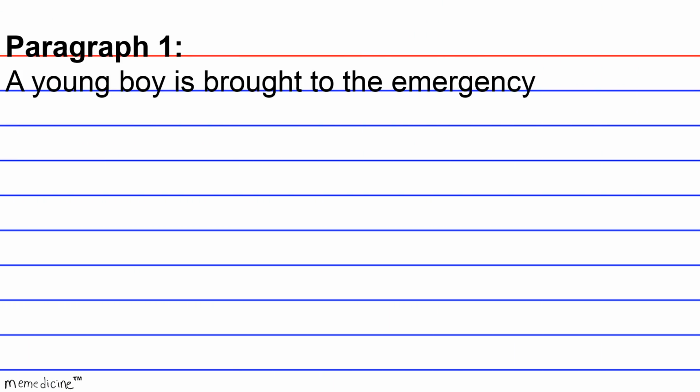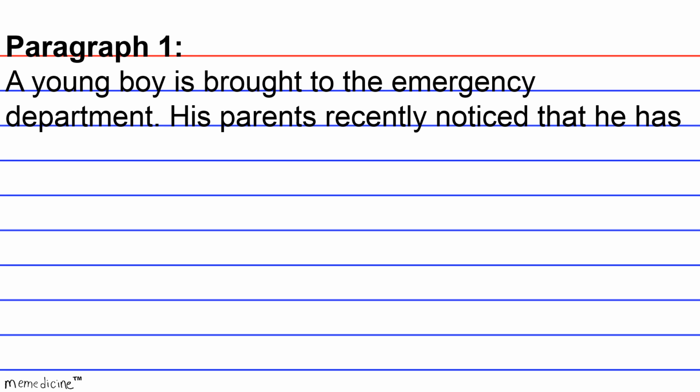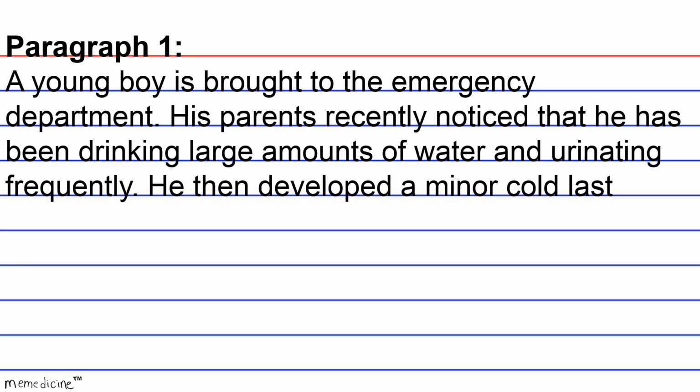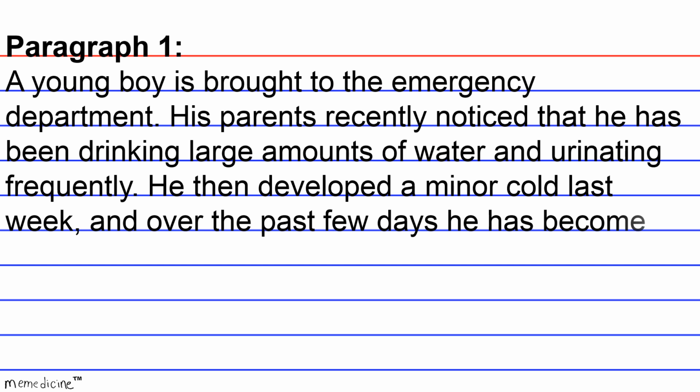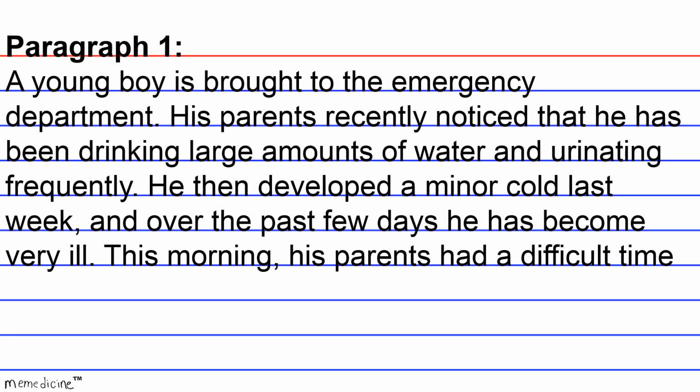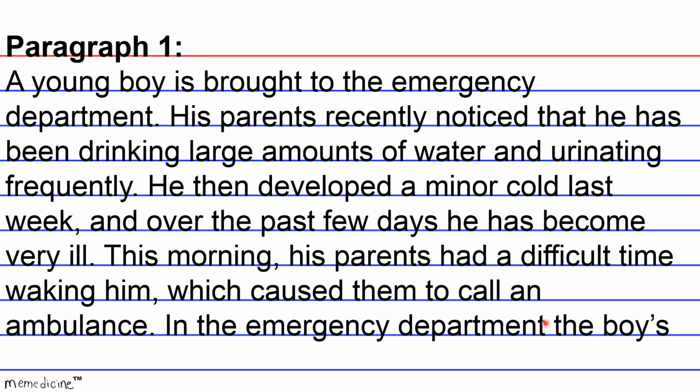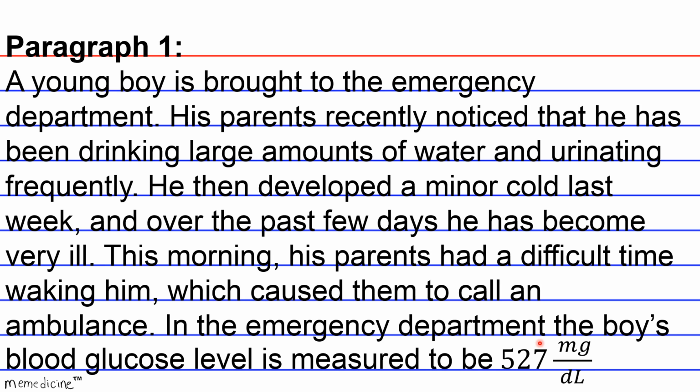Paragraph 1. A young boy is brought to the emergency department. His parents recently noticed that he has been drinking large amounts of water and urinating frequently. He then developed a minor cold last week, and over the past few days, he has become very ill. This morning, his parents had a difficult time waking him, which caused them to call an ambulance. In the emergency department, the boy's blood glucose is measured to be 527 milligrams per deciliter.